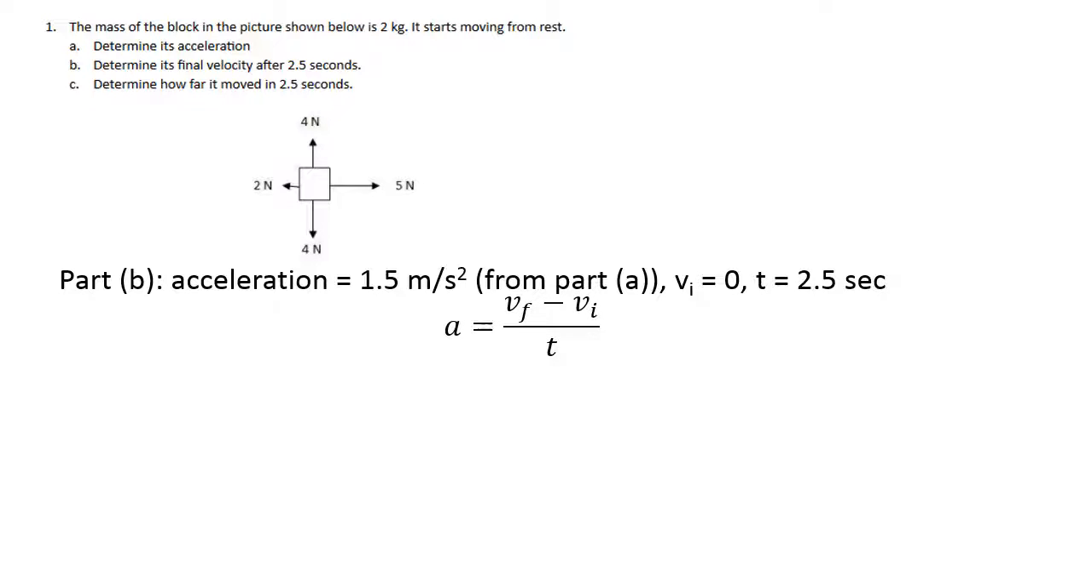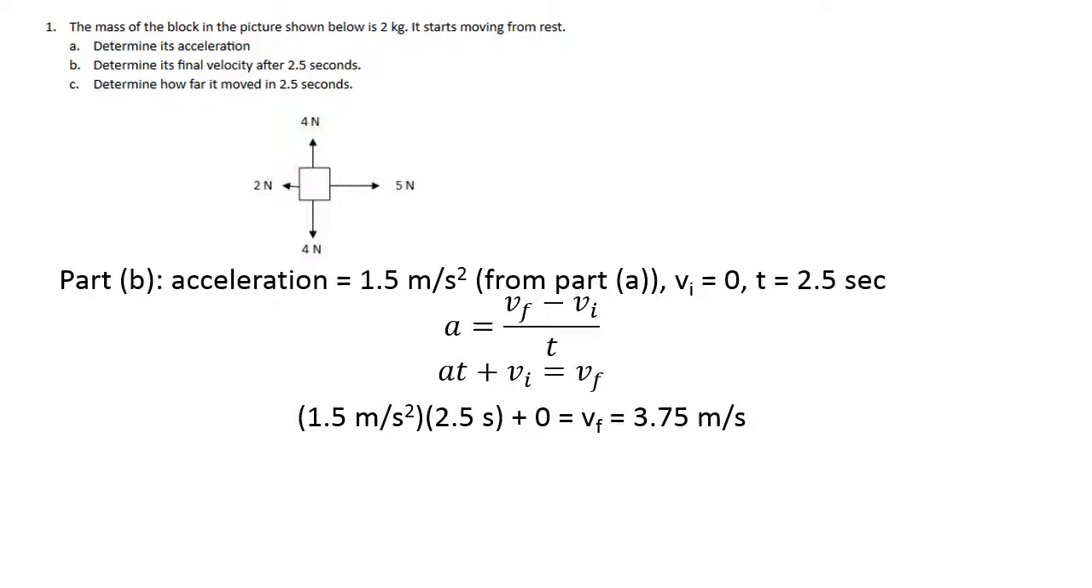Our equation is acceleration equals final velocity minus initial velocity divided by time. I rearranged it. I'm an equation rearranger. Those of you who just like to plug in the numbers, you know what you want to do. So I multiplied both sides of the equation by time, and I added initial velocity to both sides, so I got acceleration times time plus initial velocity equals final velocity. Now I plugged in my numbers, 1.5 meters per second squared times 2.5 seconds plus 0 equals the final velocity. That ends up being 3.5 meters per second squared. And that's part B.